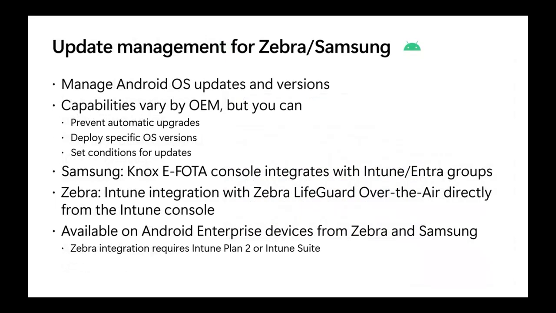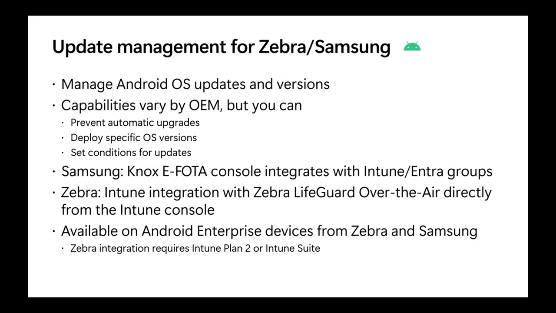On Android Enterprise, we also offer more specific controls on update management. The capabilities are going to vary by the device manufacturer, but in general, the type of management that you can do is you can prevent automatic upgrades, you can lock the device to a specific firmware version, and you can also set some of the prerequisites, the conditions for updates to happen.